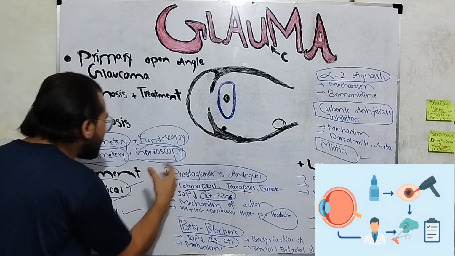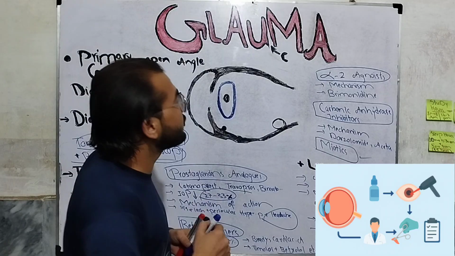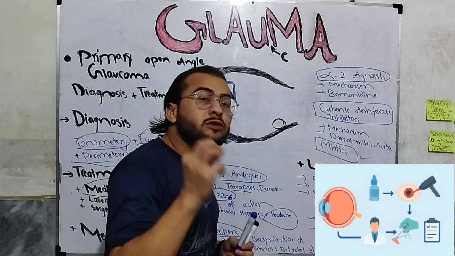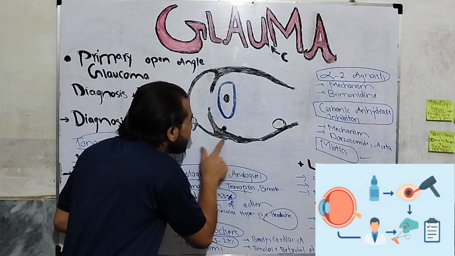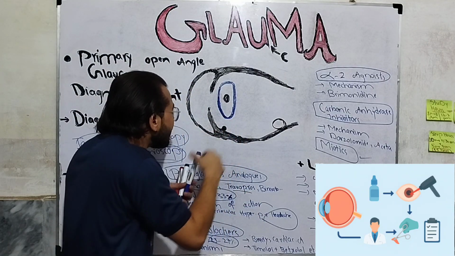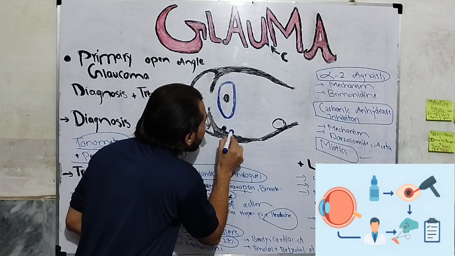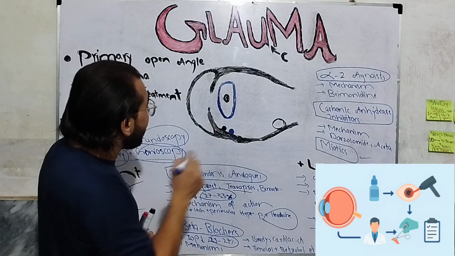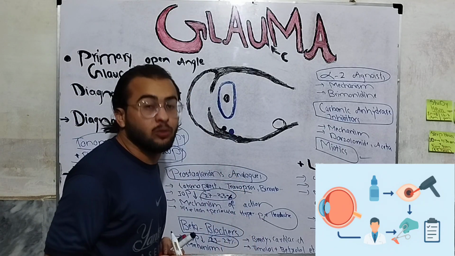Now, if these two drugs are not used or not available, then as the second drug of choice we can use alpha 2 agonists, for example brimonidine. They decrease the IOP by two mechanisms. First, like the beta receptors, we have alpha receptors. And unlike beta receptors, the alpha 2 receptors are for the inhibition of aqueous humor.